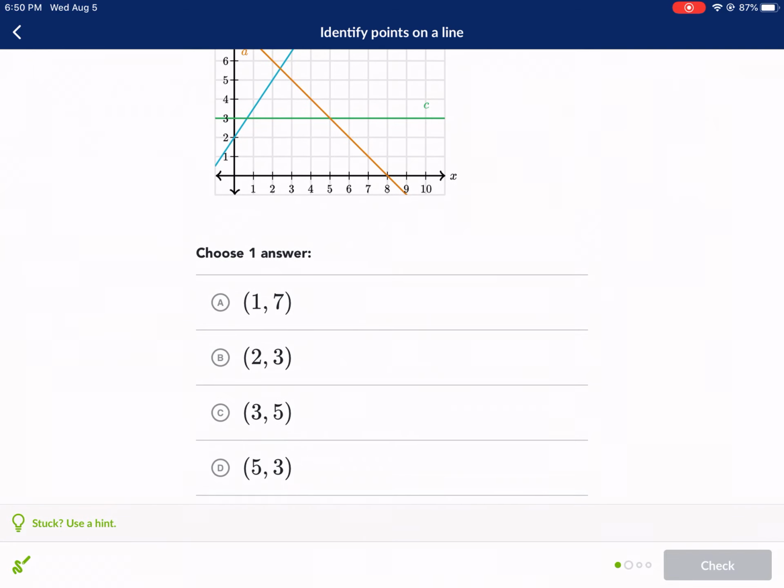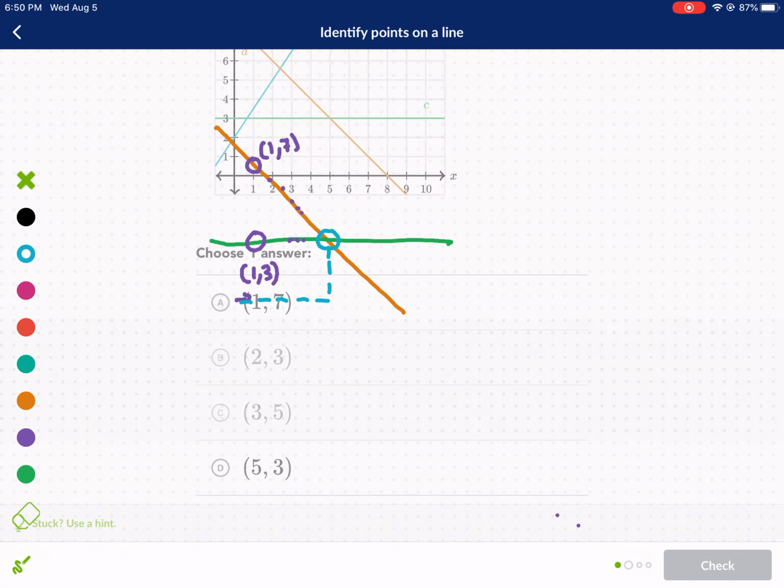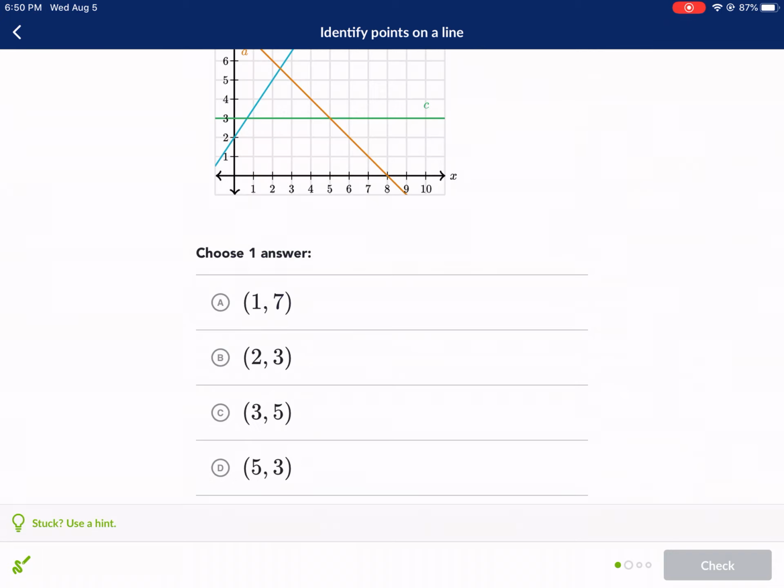Now, you're going to be tempted to pick 3, 5. Again, it's the x first. So x comes first, then it's the y. Horizontal first, then the vertical. So we need to put 5, 3, and that's our answer, 5, 3.